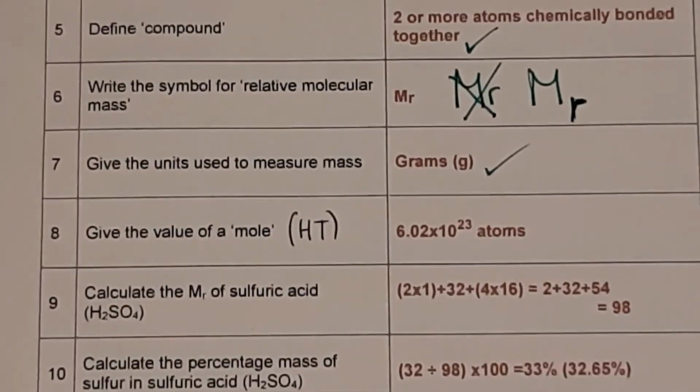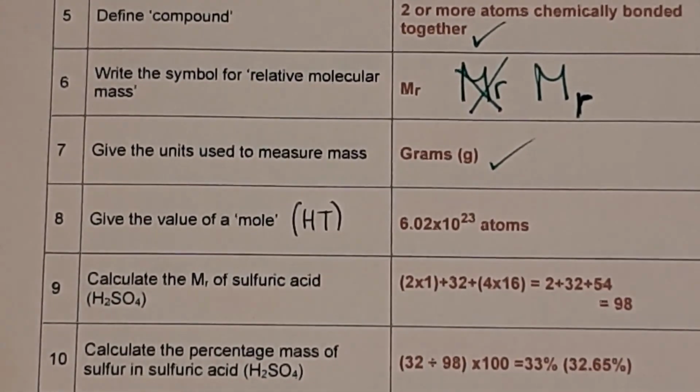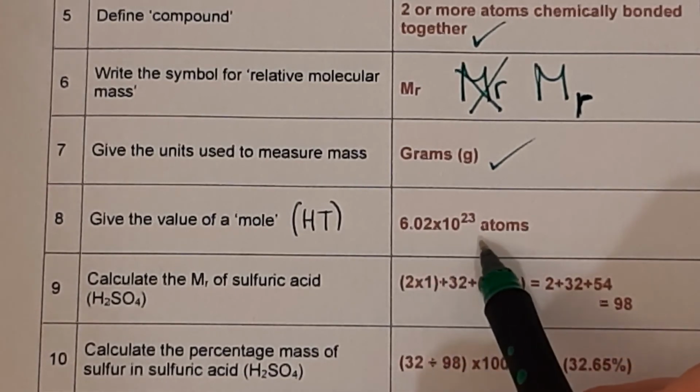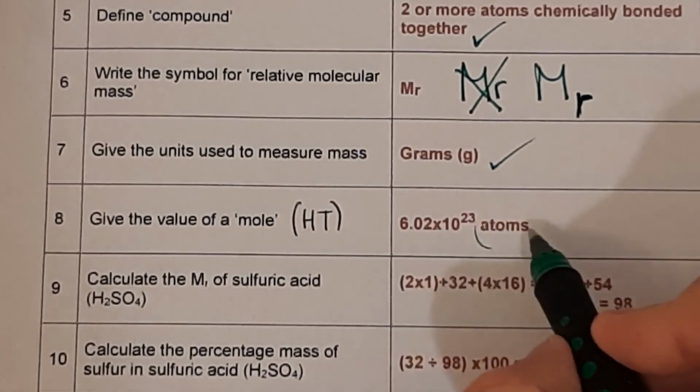Question 8, this is a higher tier question. Give the value of a mole. Well, it's 6.02 times 10 to the 23. If you've written atoms, great, but you don't need the atoms part for the mark.